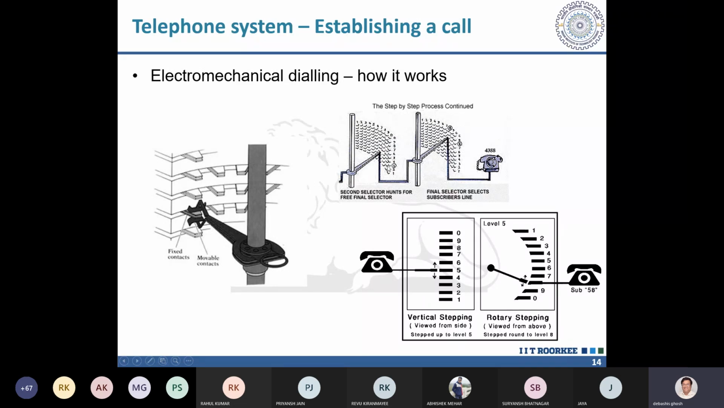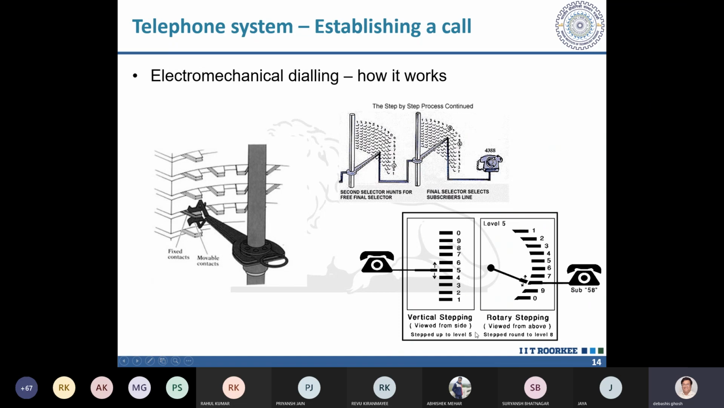So if you are dialing four numbers, dialing four numbers will first make a connection here. It will go to some level in the vertical direction, then in the horizontal direction it will make a contact. So it will basically select one of the 100 exchanges, and then in that exchange, it will make a contact to one of the 100 subscribers connected to this exchange. So that is how 10,000 subscribers can be connected to each other. This is the hierarchical way of establishing a call.